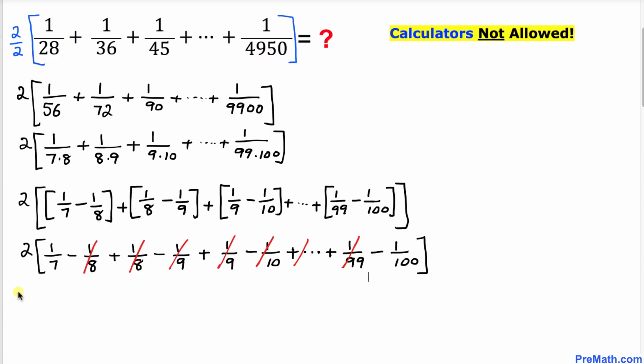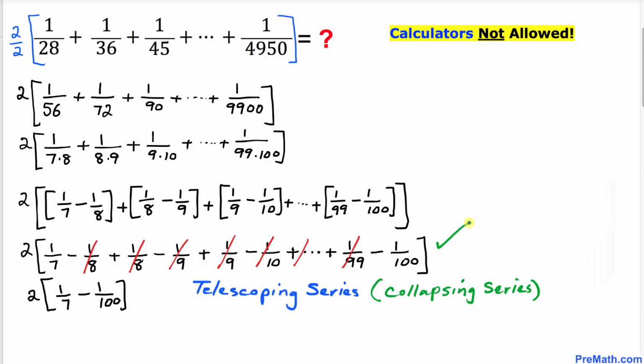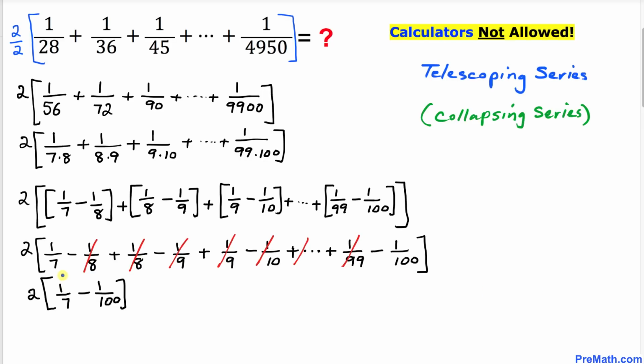So therefore, we can write this as 2 times 1 over 7 minus 1 over 100. By the way, this series is called a telescoping series because it simply collapses. Now let's focus on this part, 1 over 7 minus 1 over 100. Here I have copied it down. Let's go ahead and simplify these two fractions using the crisscross method. We are going to do this one.